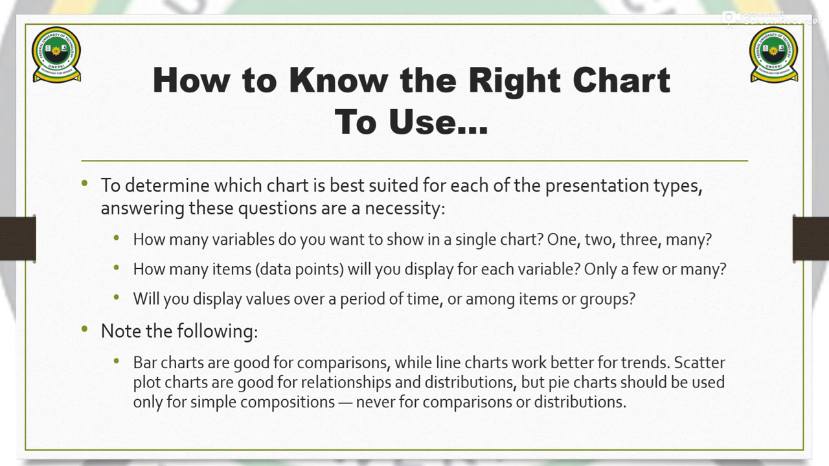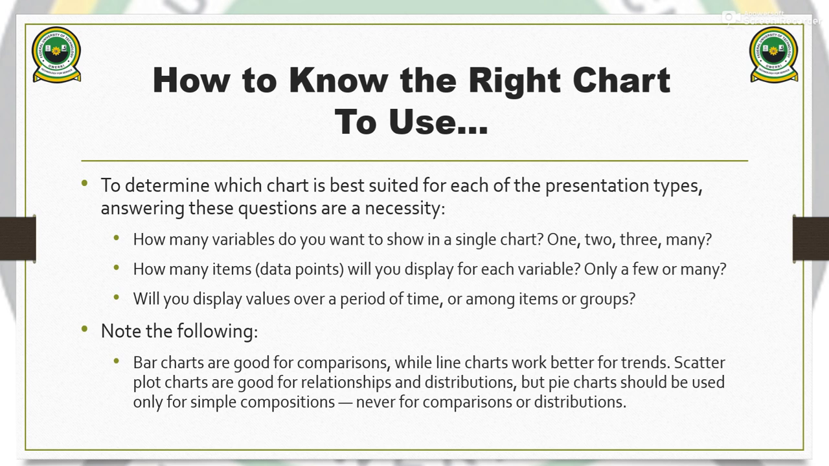Okay, so if it is just two variables, you can just plot this one against the other one. But sometimes there are multi-variable charts. So the first question to answer is understanding how many variables you want to plot in a single chart. Number two is how many items or data points you will display for each variable.